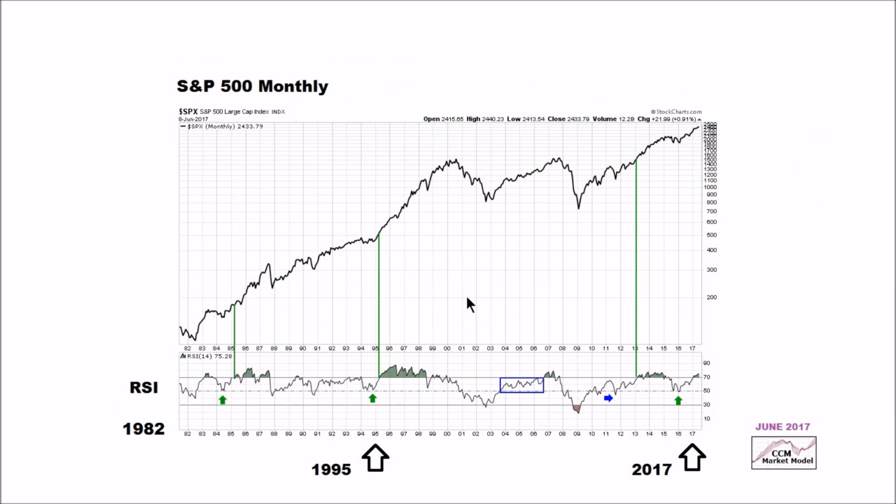On March 3rd, 2017, a video included an analysis using monthly RSI for the S&P 500. And as you might have guessed, 2017 looks very, very similar to two calendar years. One of them is 1995 and the other one is 1982. This chart is dated June 8th, 2017, telling us that everything that we included in the original analysis still applies to the present day market. You can find the original video by Googling this title here.